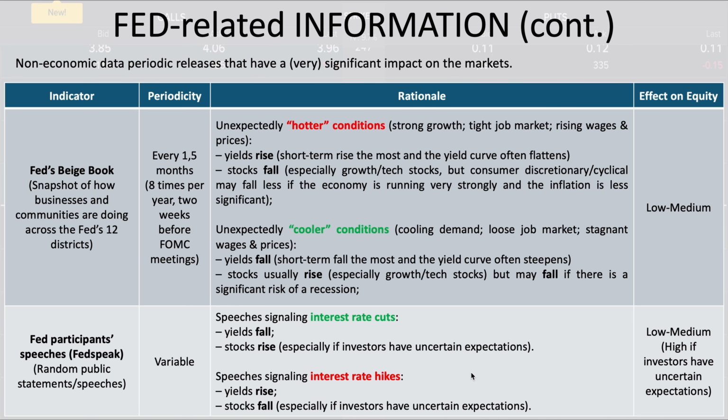But again, a detachment can happen. The consumer discretionary and the cyclical may fall less if the economy is running very well and inflation is not that significant to begin with. The opposite happens with cooler conditions. The yields tend to fall and stocks may rise, especially the growth tech stocks, because of the expectation of lower interest rates. But if there is a large risk of recession, the topic of the economy gains bigger importance than the interest rate topic, and so stocks may fall because of that.